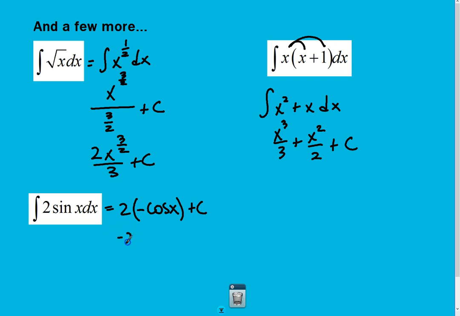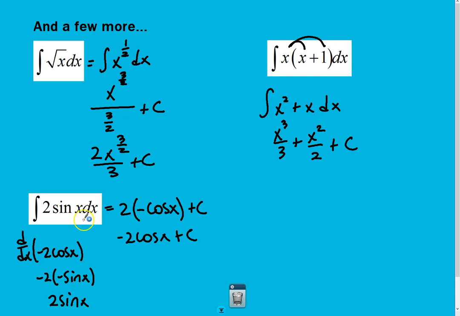Well, let's check. So negative 2 cosine of x plus c. If you took the derivative of this, d/dx of negative 2 cosine x, you can have that plus c in there. It's just the constant. It's going to be 0 anyway. So the negative 2 sticks around. The derivative of cosine is negative sine. So negative times negative becomes positive. So we are A-okay there. So the antiderivative of sine is negative cosine. That might come in handy for you to memorize in the future.